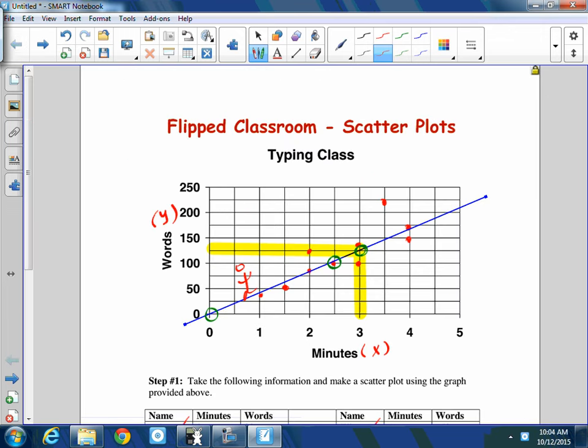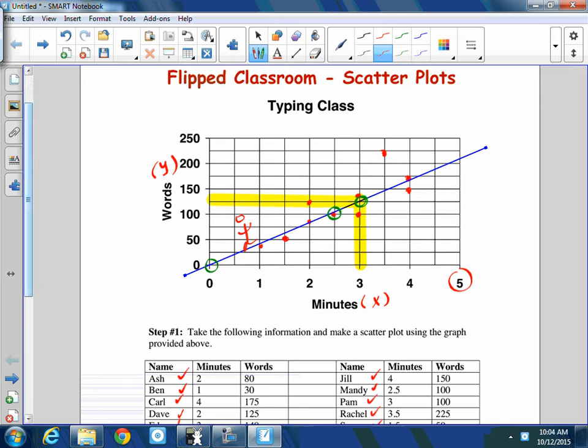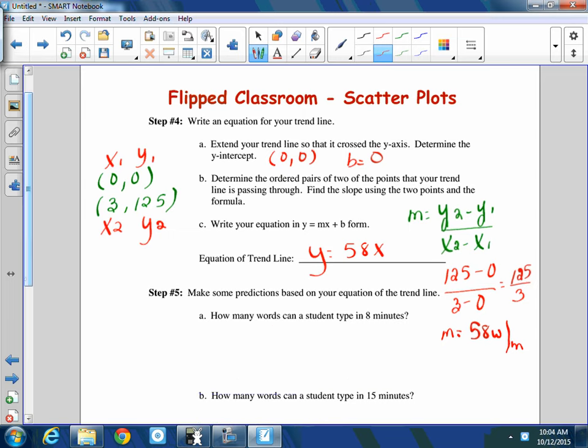Well, the graph does not have 8 minutes. The longest one is 5. But I do know that if the minutes equal 8, x equals 8. So all I'm going to have to do is plug it in right there. So y equals 58 times 8. That would be 464 words, because that's what y equals.